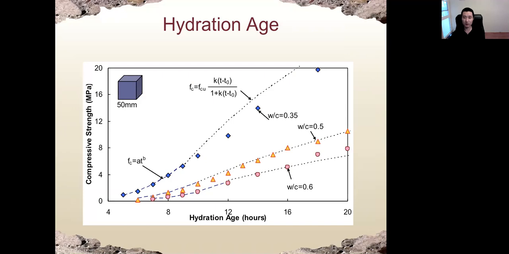Here is another curve for concrete with different water to cement ratio, hydration age, and also the stress. At the early age, this is up to 20 hours, we can see the slope of the curves are quite different. For concrete with lower water cement ratio, the slope is steeper, which means the increase in strength is faster compared to concrete with higher water to cement ratio. But for all the concrete, with increased hydration age, the strength will be higher.